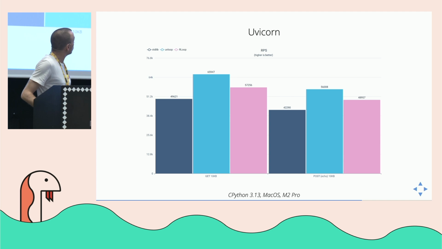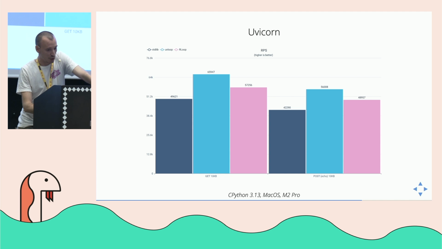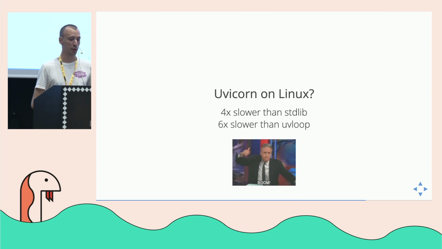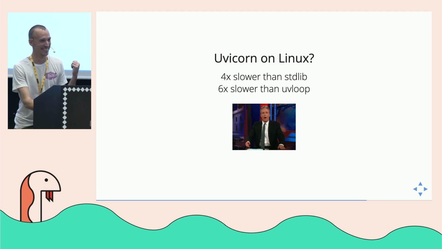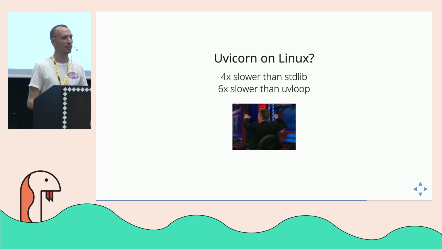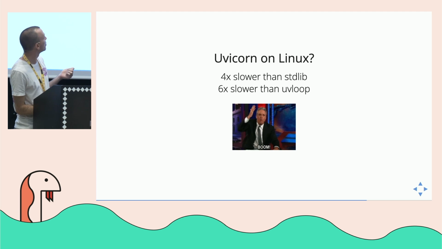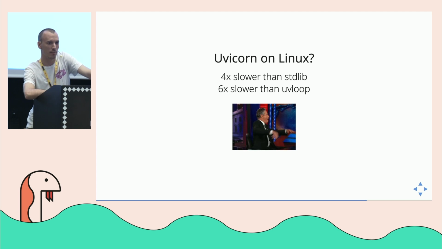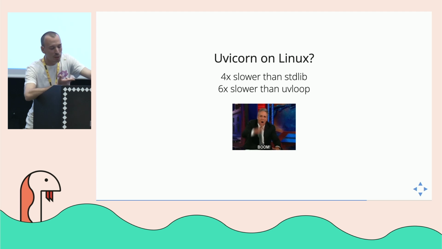UVicorn is also not faster than the standard lib, not faster than uvloop. But this is macOS, watch out. Because on Linux, UVicorn, amazing, right? I spent one month doing something that is 4x slower than the standard lib. I don't know what's going on with UVicorn on Linux. Man, we should sit together to see what's going on.